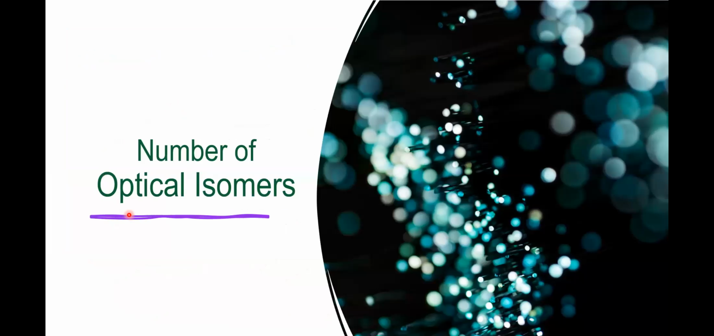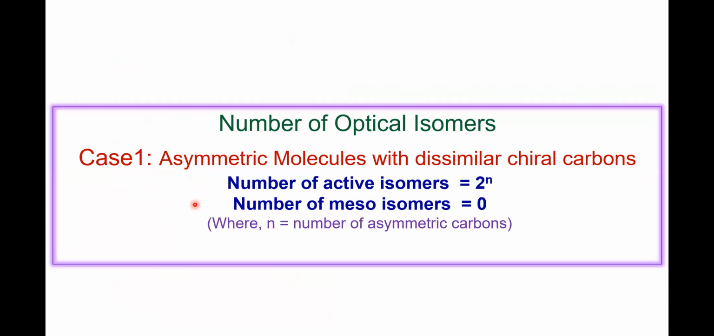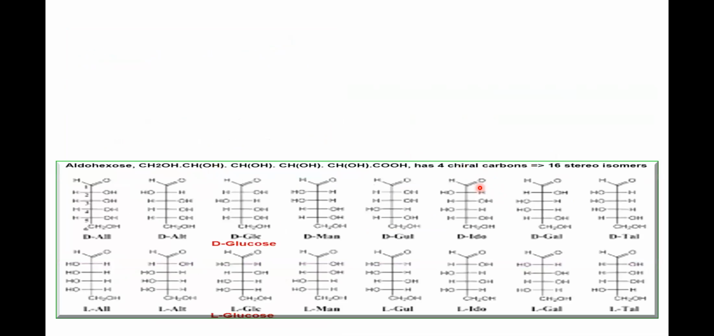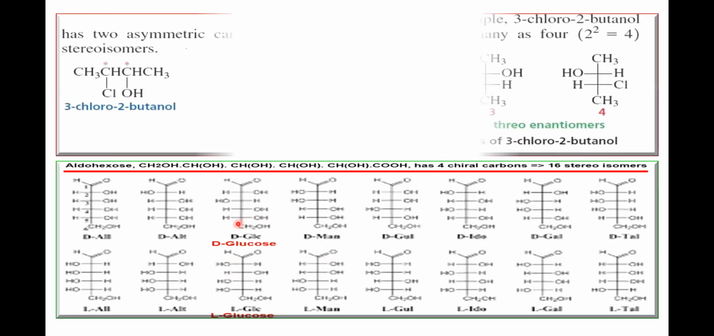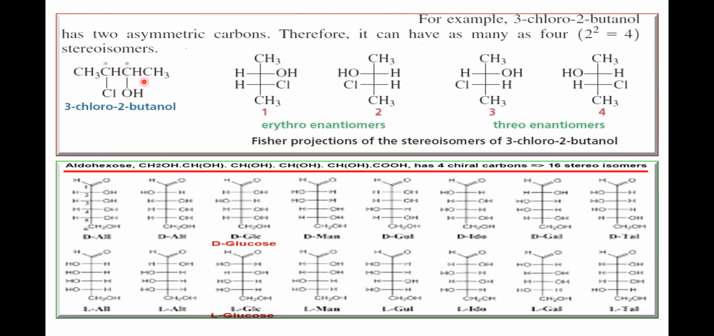So let us look at the number of optical isomers. If all the chiral centers are dissimilar, that is non-similar, there will not be any meso isomers. There will be only active isomers, which equals 2 power n. Look at this example of an aldohexose. There are 4 chiral centers, so 2 power 4 means 16 isomers. One of them is glucose. Here you have 2 chiral centers, so 2 power 2 means 4 isomers.